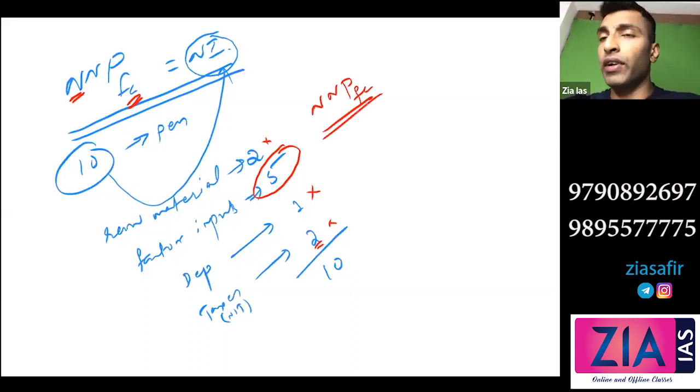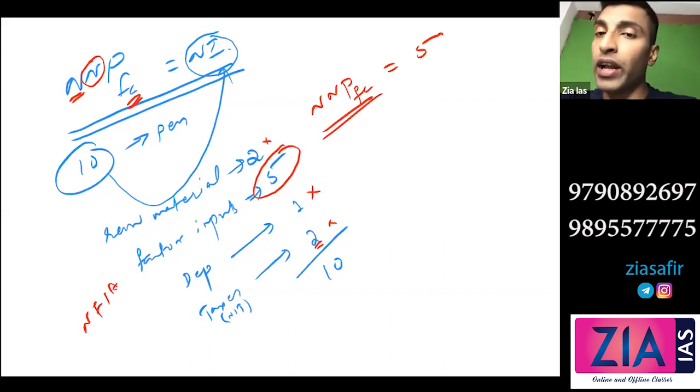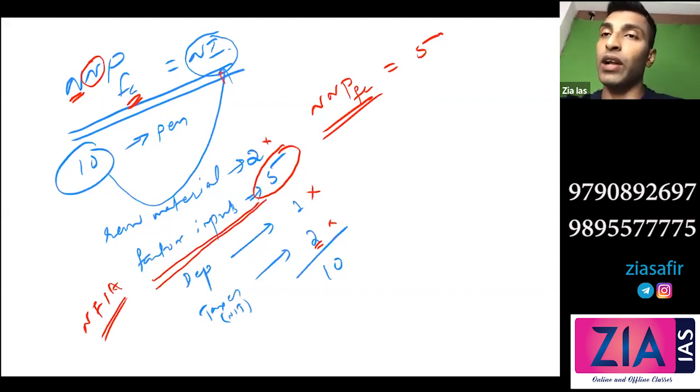Raw material we will never add. We will only add value addition. So NNP factor cost, if you see, it's 5. Now here, we don't want to consider national, because we are not talking about any NFIA. Here we are not talking about any foreign contribution. So NFIA is not important here. So what we are adding, only factor inputs is what is actually added when we talk about national income. That's what I want to tell you.